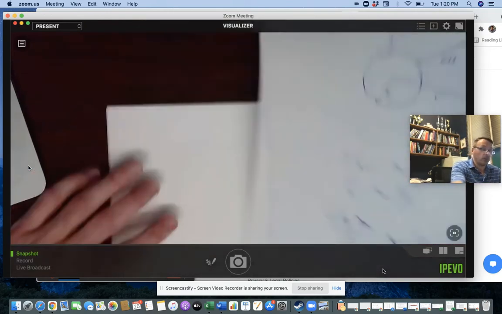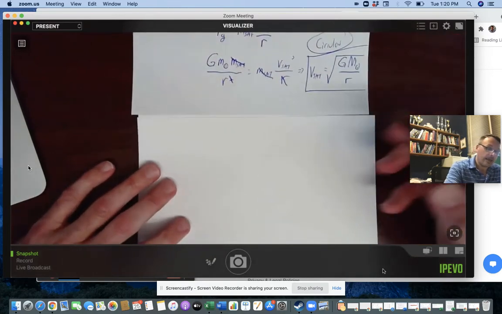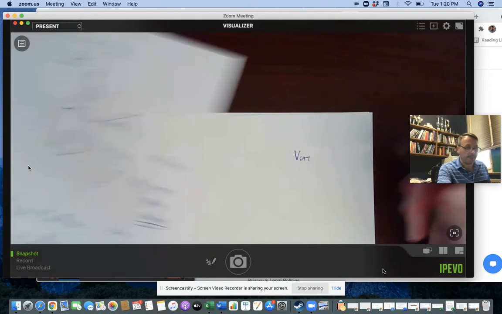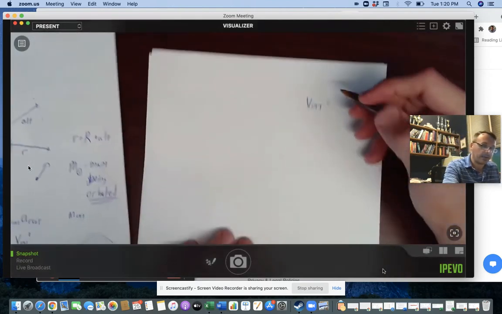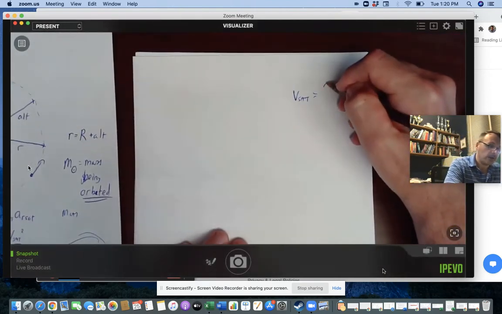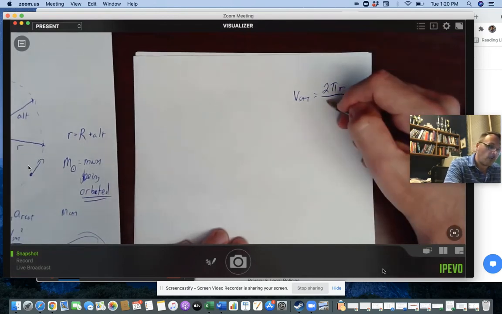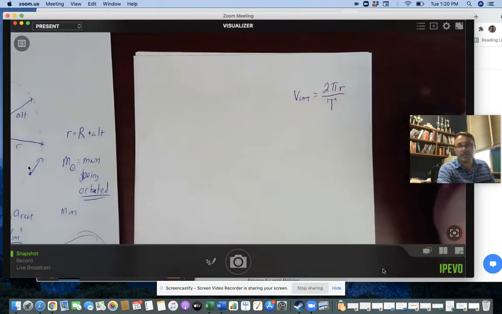Now, on the line of circular orbits, we could also say that if it's a circular orbit, then you can just talk about distance over time. So that means the orbital speed of a satellite in its circular orbit is also 2 pi r, which is the circumference, over period, which is the amount of time to go around once.